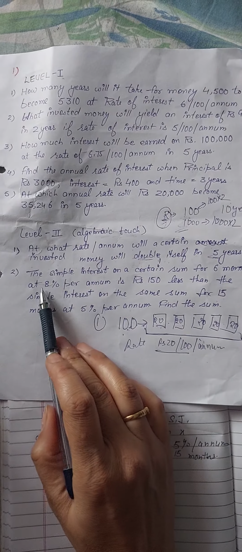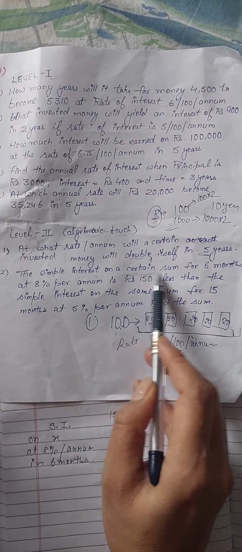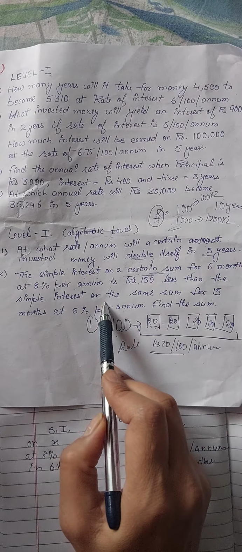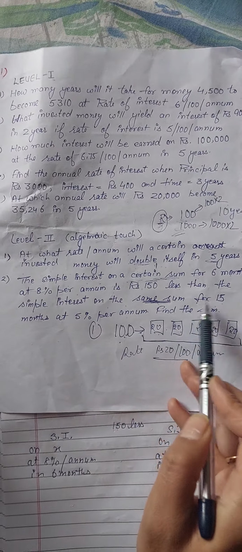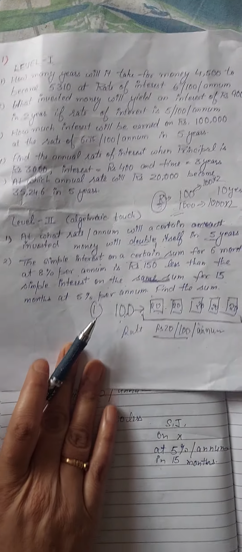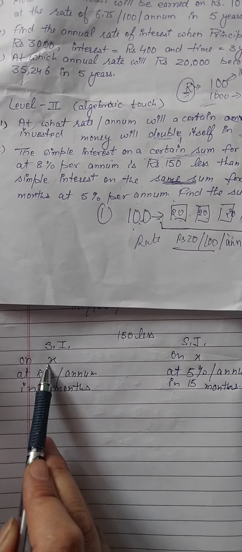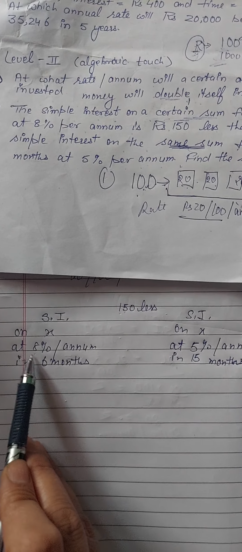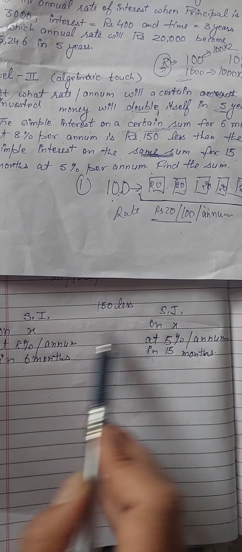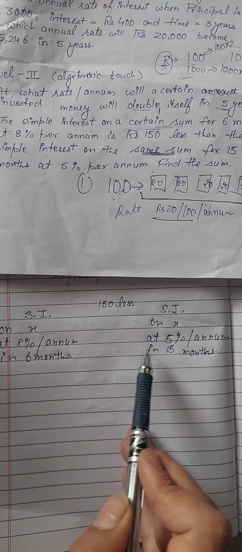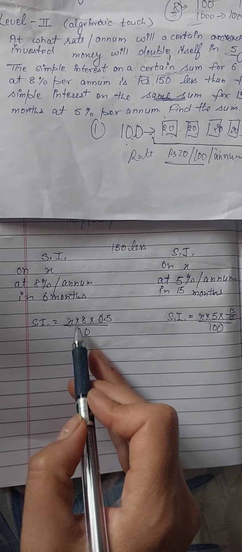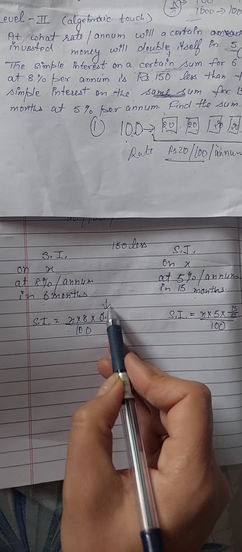Now here's the second question. The simple interest on a certain sum for 6 months at 8% is 150 less than the simple interest on the same sum for 15 months at 5% per annum. So we can write the situation like this: simple interest on a certain sum at 8% per annum in 6 months is 150 less than simple interest on the same sum at 5% per annum in 15 months. Simple interest here is given by this.